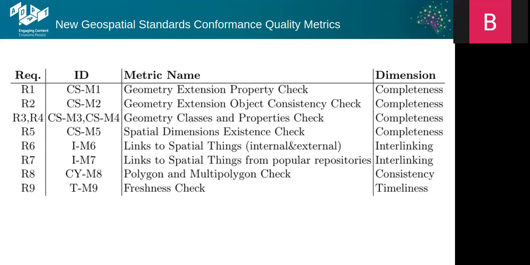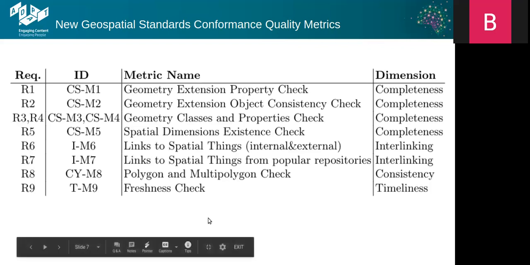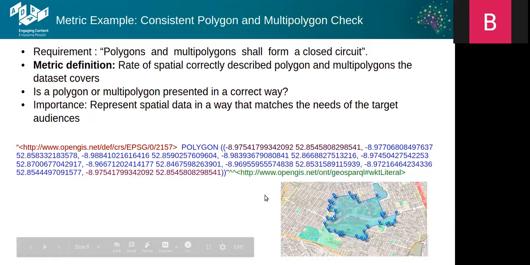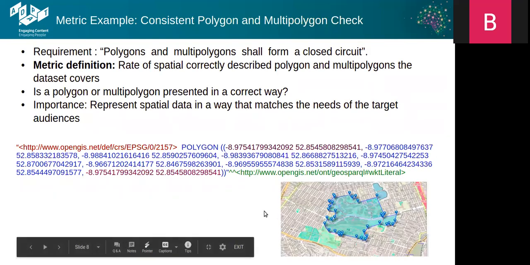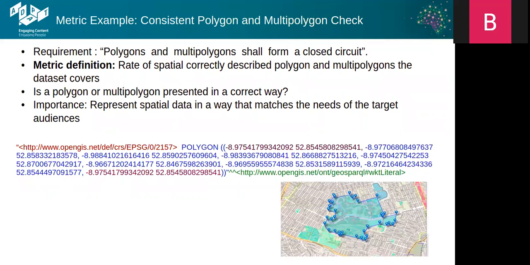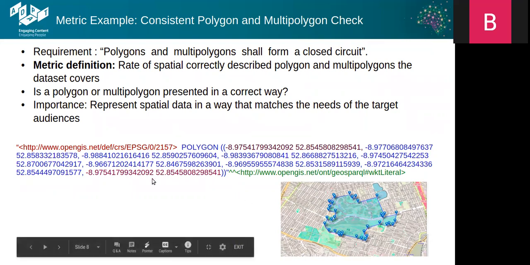Due to restrictions, I'm not going to explain all of them, but I'm going to show specific examples from these metrics. This is the polygon and multi-polygon check. One of the requirements is that polygons and multi-polygons shall form a closed circuit. So in this metric, we are looking at the rate of correctly described spatial polygons and multi-polygons that the data set covers. You could see an example of polygon representation here for the linked data.